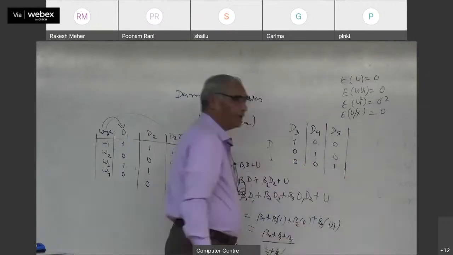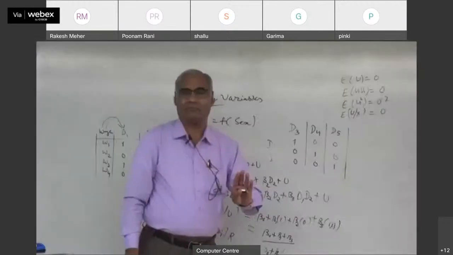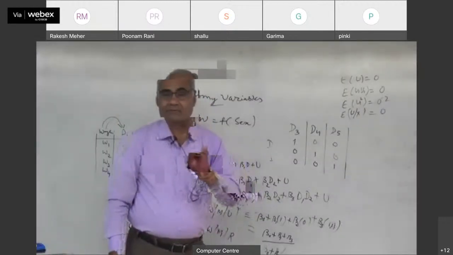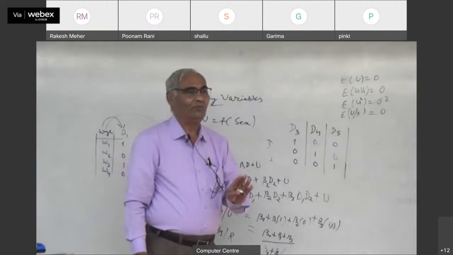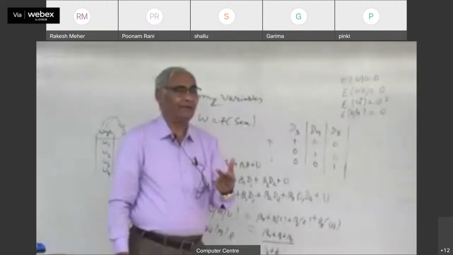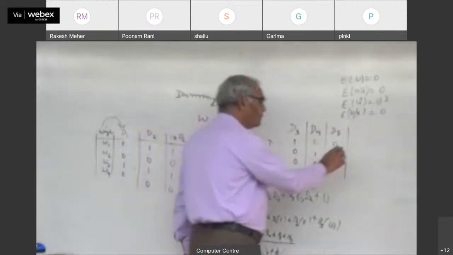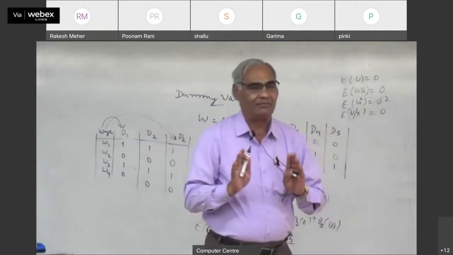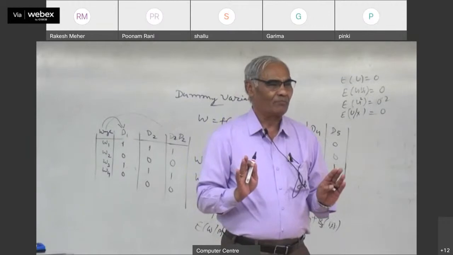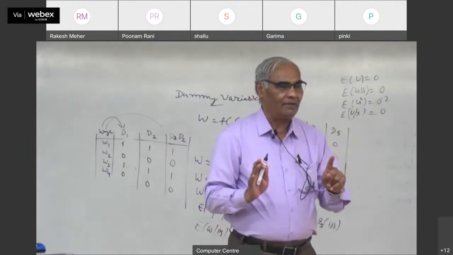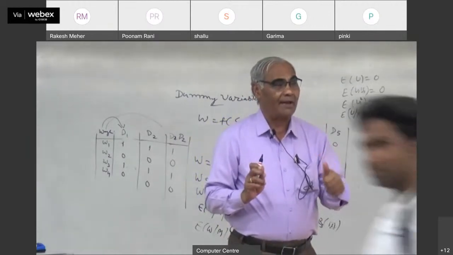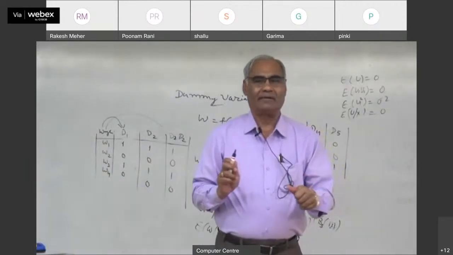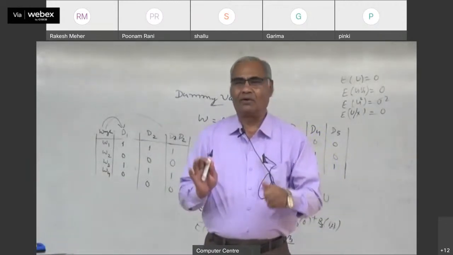If you use the same number of dummies as the number of categories, what will happen? You will be in the dummy trap. Dummy trap means there will be a problem of multicollinearity, perfect multicollinearity, and estimation will not be possible. So you have to use how many dummies? Number of categories minus 1.